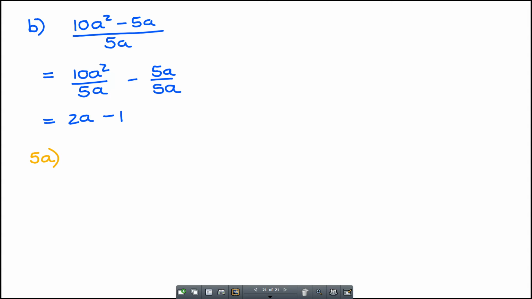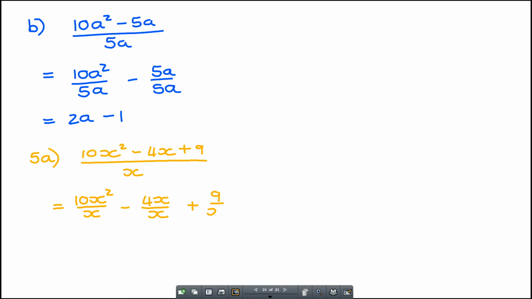Same thing. Okay, so 10x to the power of 2 minus 4x plus 9 over x. So we just break it up, and that would give me 10x minus 4 plus 9 over x. That can't go any further than that.